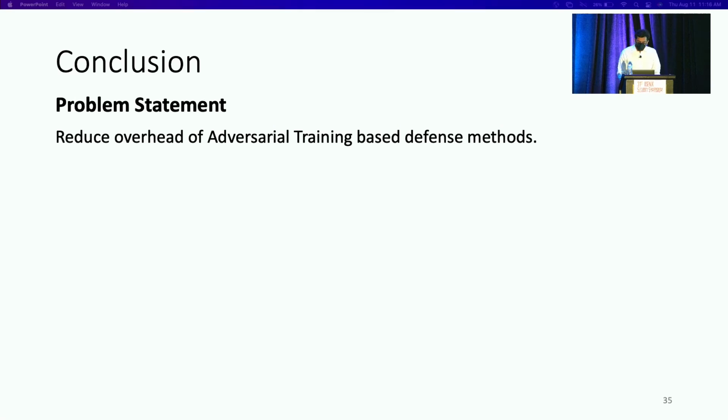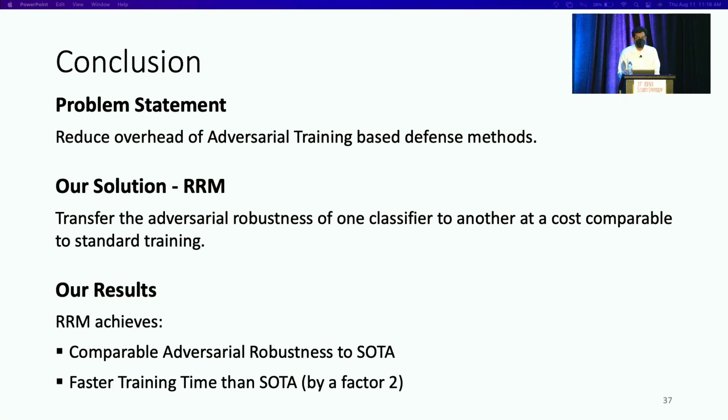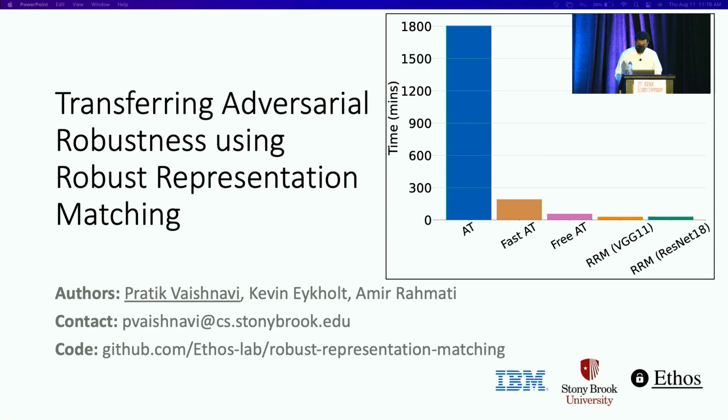In conclusion, the goal of our paper has been to reduce the computational overhead of adversarial training-based defense methods. We propose RRM, a method that involves transferring the adversarial robustness of one classifier to another at a cost comparable to standard training. And our results indicate that not only do RRM-trained classifiers achieve comparable adversarial robustness to the state-of-the-art, but they do so in a faster training time than the state-of-the-art. And our code is publicly available on GitHub.